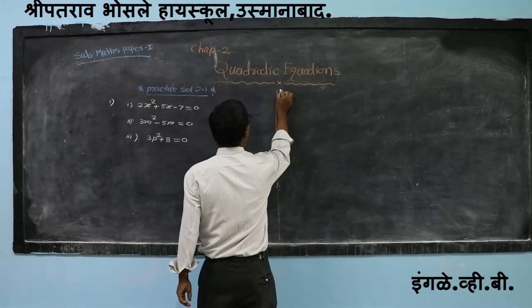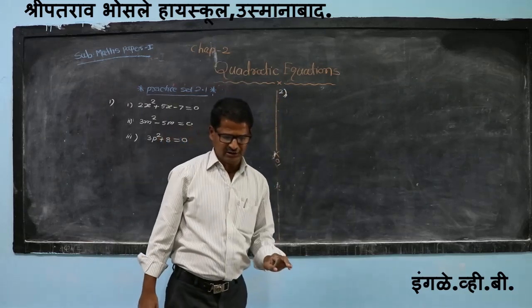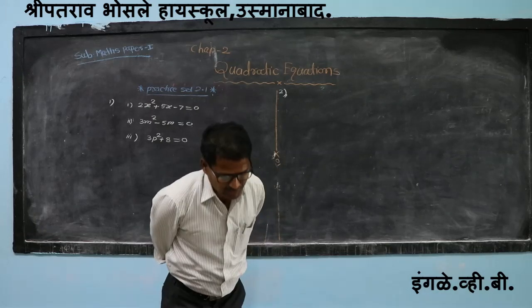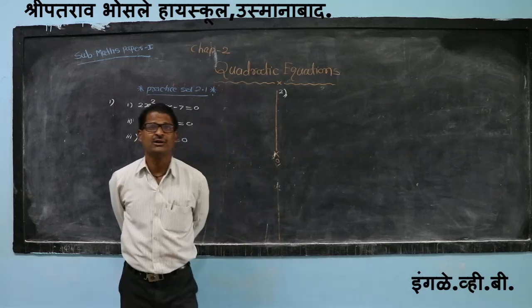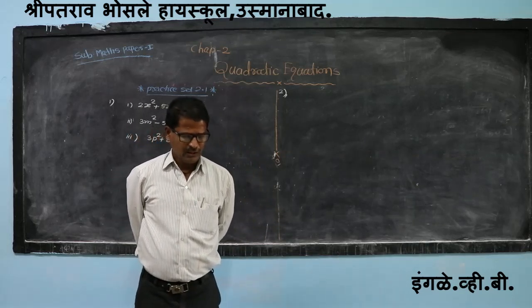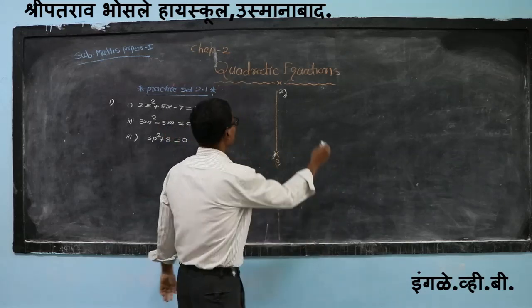Question number 3 in practice set 2.1. Here the task is to decide whether the following are quadratic equations. In the practice set there are 6 examples in total, and from these 6 examples I take any 4. Now here we have to give one quadratic equation.